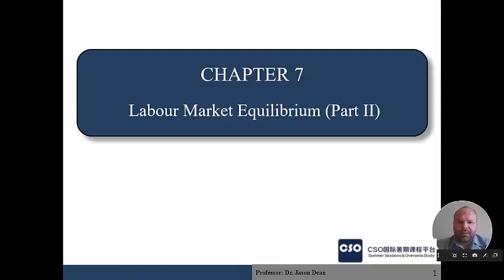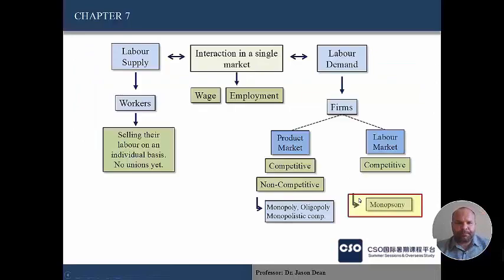Hello, and welcome to our second lecture on labor market equilibrium. Let's look at our overview again. Today, we're going to be talking about a monopsony, when the firm is the sole hirer of labor in the labor market. And so they're going to face an upward sloping supply curve. And we're going to go back to assuming that the product market is competitive.